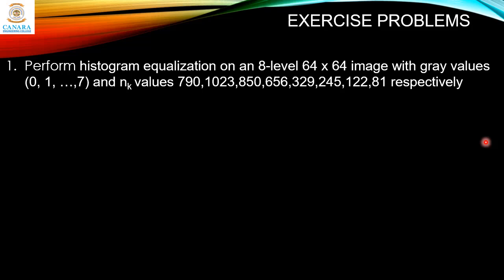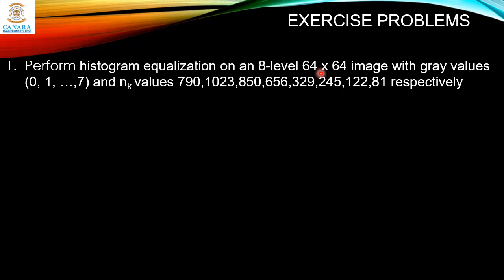First problem. Perform histogram equalization on an 8 level 64 cross 64 image with gray values from 0 to 7 and nk values 790, 1023, 850, 656, 329, 245, 122 and 81 respectively. So the task is to illustrate histogram equalization on the image with nk values as given, and it is an 8 level image, so the values will obviously be from 0 to 7.